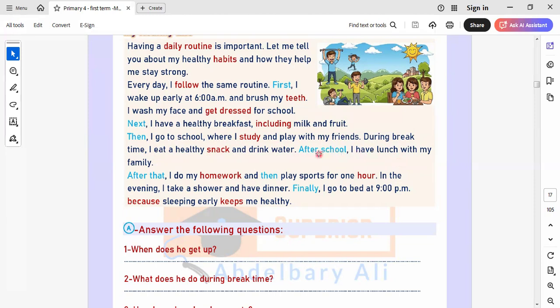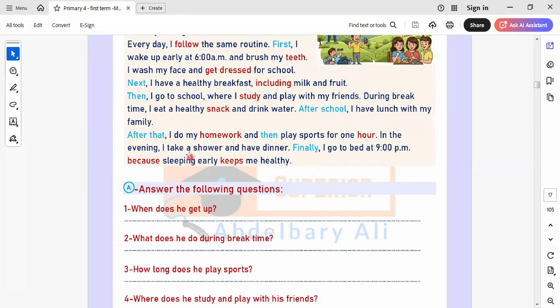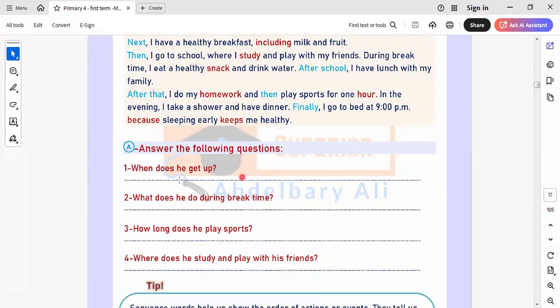After that, after school, I have lunch with my family. After that, I do my homework and then play sports for 1 hour. In the evening, I take a shower and have dinner. Finally, I go to bed at 9 o'clock because sleeping early keeps me healthy.